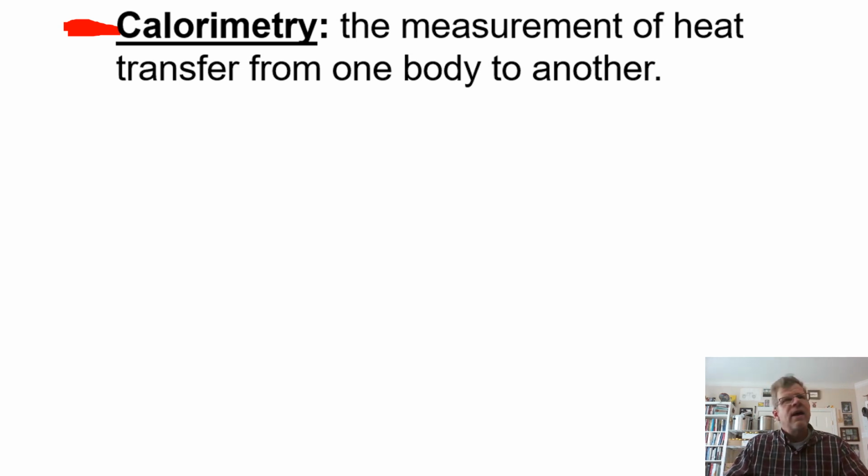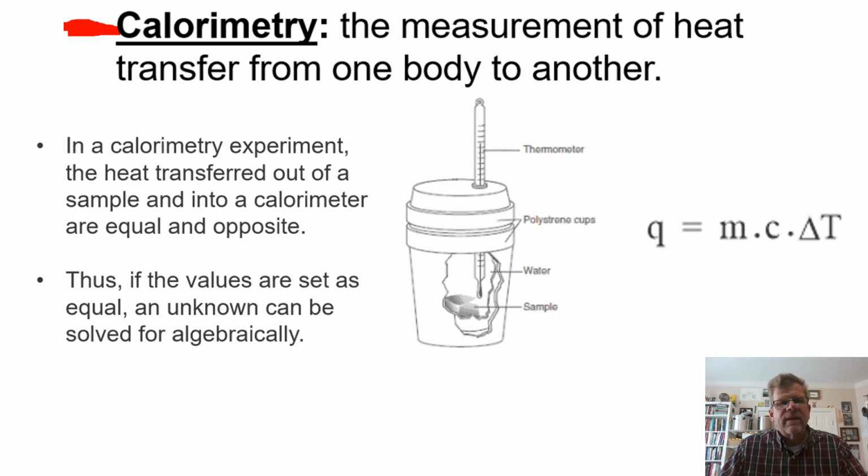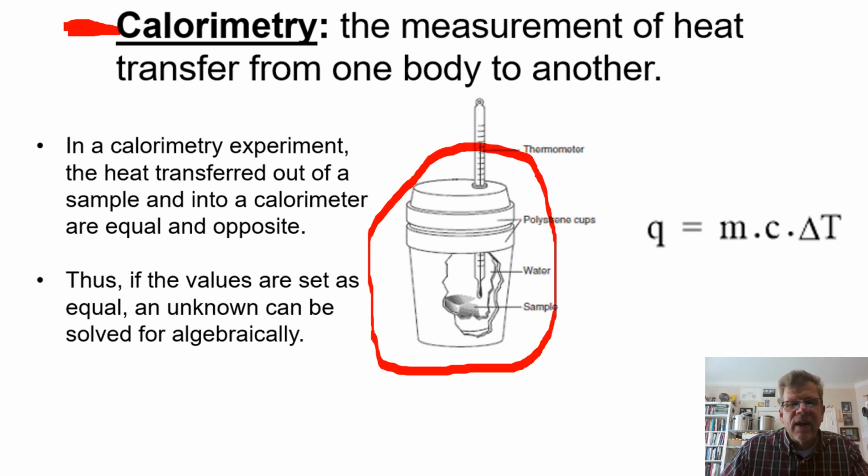The definition of calorimetry is the measurement of heat transfer from one body to another. Well, how do we do that if we can't measure heat directly? Let me set this up for you. In a calorimetry experiment, we carry this out in what is a calorimeter. A calorimeter is essentially a reaction vessel within which all energy is contained. No energy from the surroundings can go into the system, and the system cannot send any heat energy outside of that system into the surroundings.